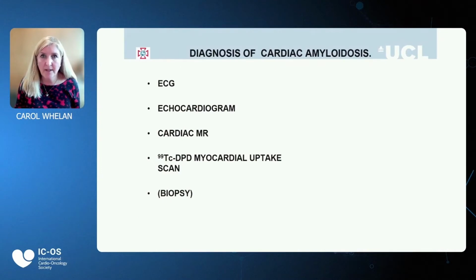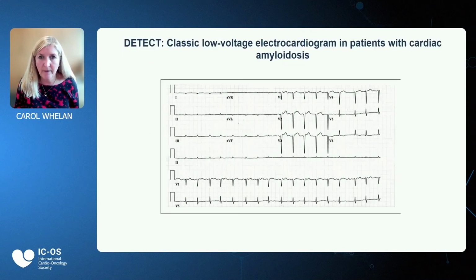To diagnose cardiac amyloidosis, we should look at an ECG, echocardiogram, CMR, DPD scintigraphy, and if necessary, a biopsy. I'm going to concentrate on ECG and echo. We're taught at medical school that if a patient has amyloidosis, they may have small complexes on the ECG, and we can see this to the left of the screen with the small complexes in the inferior leads.